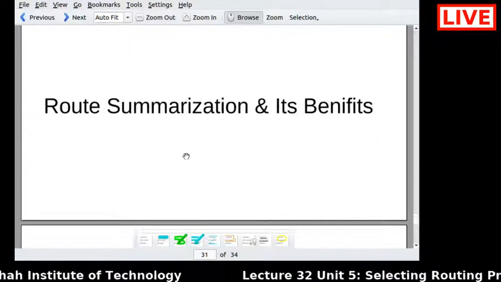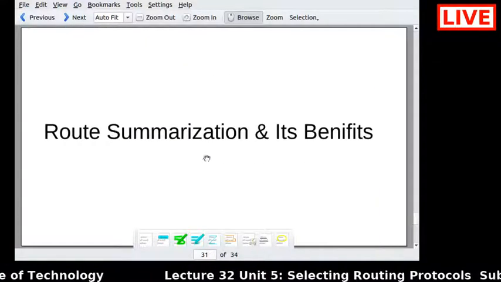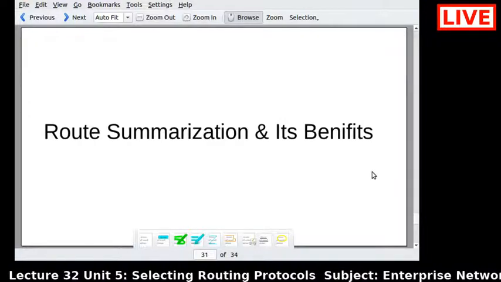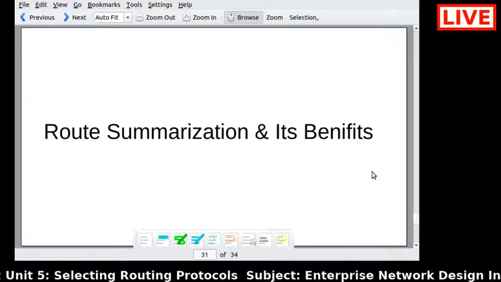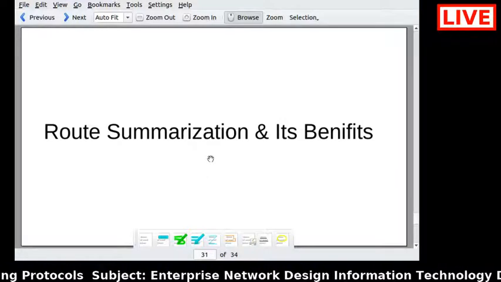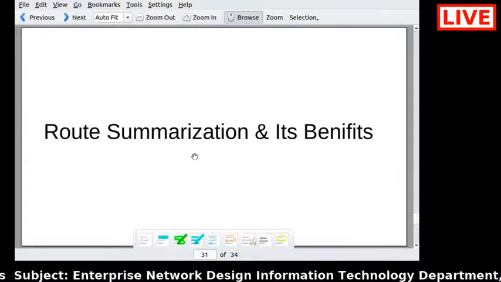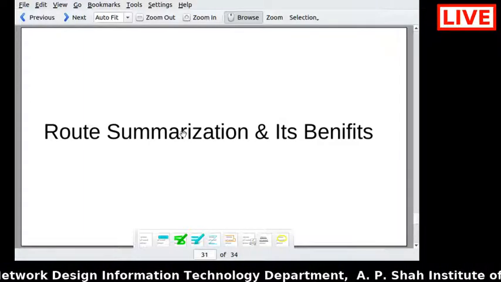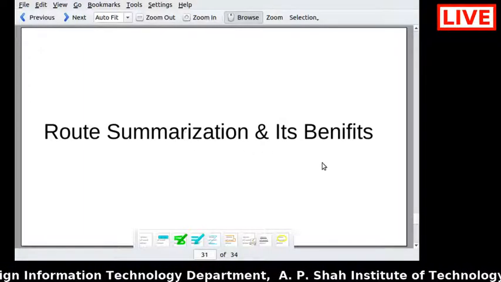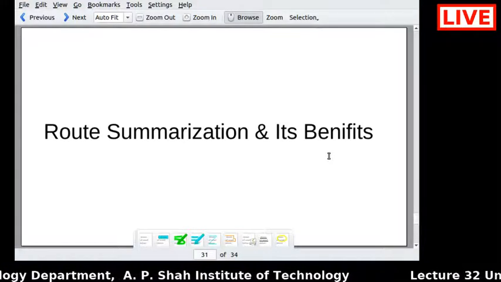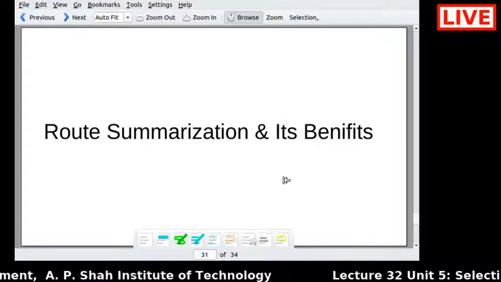Then we have route summarization and its benefits. We will see what you mean by route summarization. Route summarization can also be called route aggregation, or supernetting. Subnetting we already know. The opposite of subnetting is supernetting, which is nothing but summarization, or route aggregation.